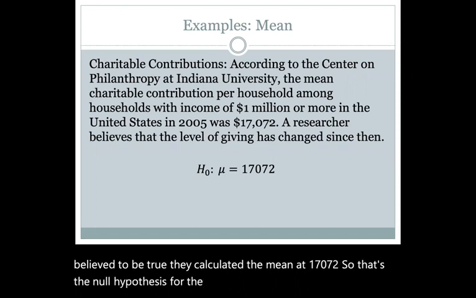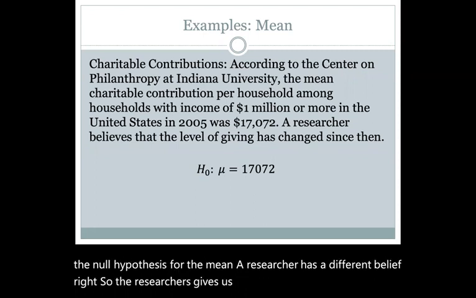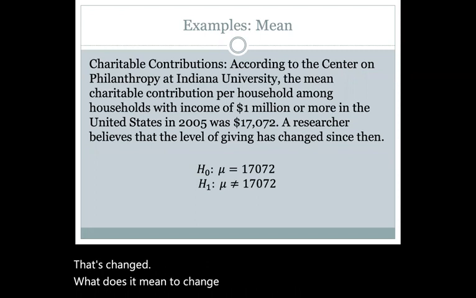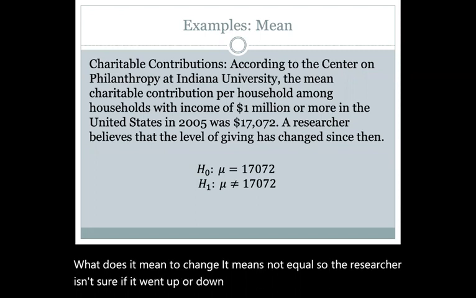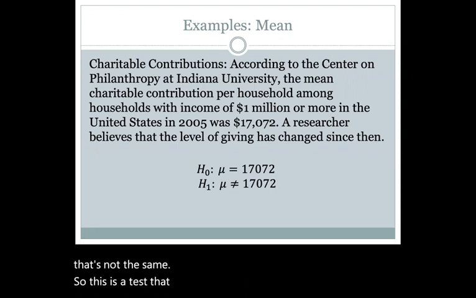A researcher has a different belief, right? So the researcher gives us an alternative hypothesis that's changed. What does it mean to change? It means not equal. So the researcher isn't sure if it went up or down, but they're pretty sure that's not the same. So this is the test that this researcher will set up.